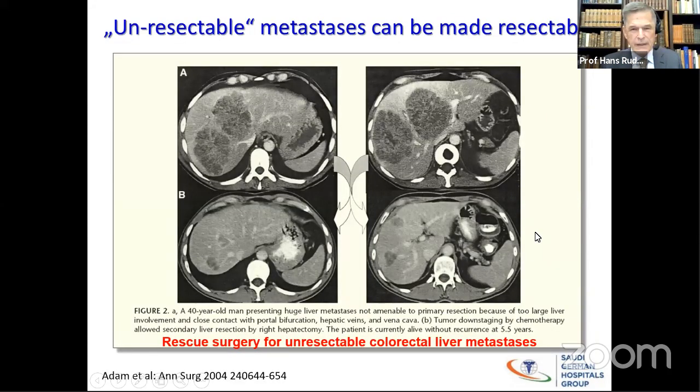This was proven by Adam. Again, he was the first to publish a very well conducted study with neoadjuvant chemotherapy, and could show that so-called unresectable metastases can be made resectable. These are some of his pictures, impressive pictures showing how these tumors can shrink to only a small extent of their former diameter.